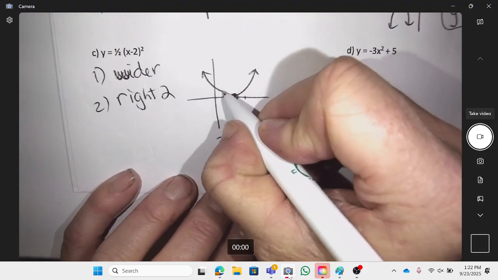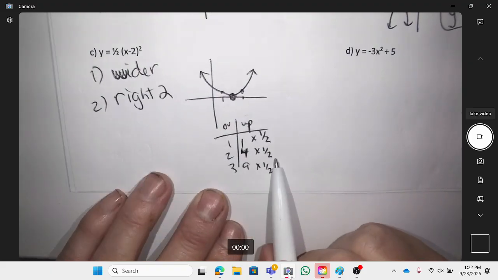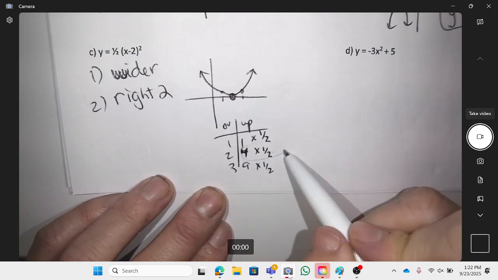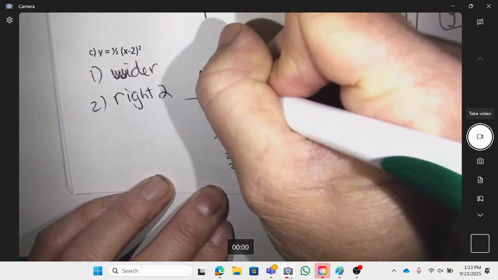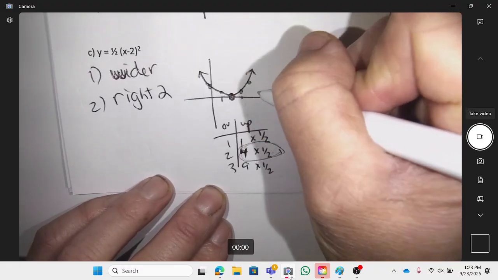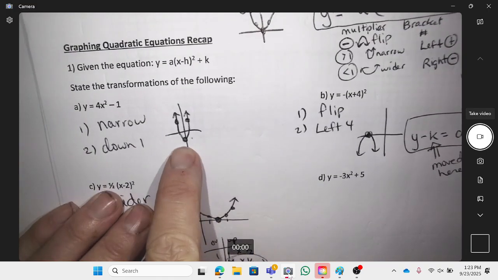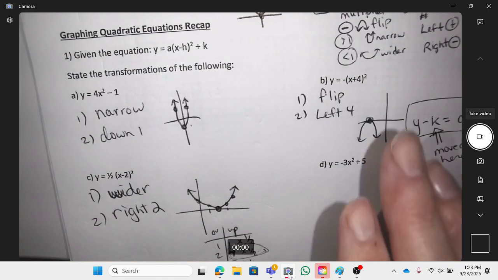Over 1, up a half. If you go over 2, you're only going up by, how much does this make? 2. Okay, so you see why it goes out more. Okay, versus this, if you go over 1 and then up 4, that makes it skinnier, right? You see the difference.